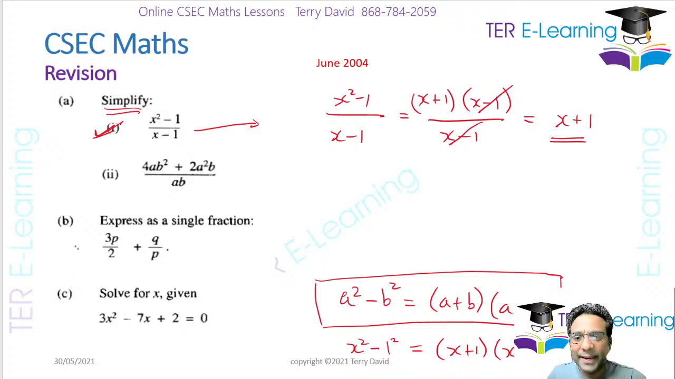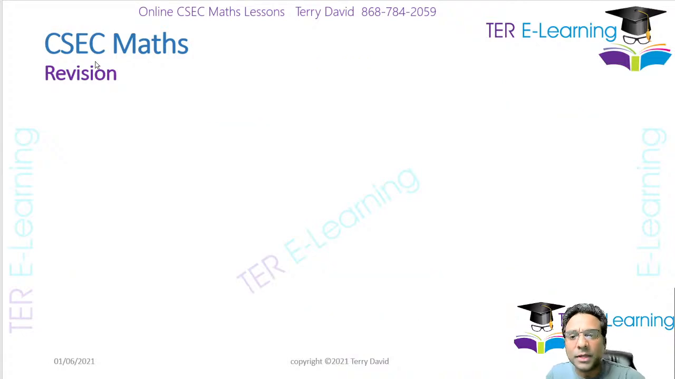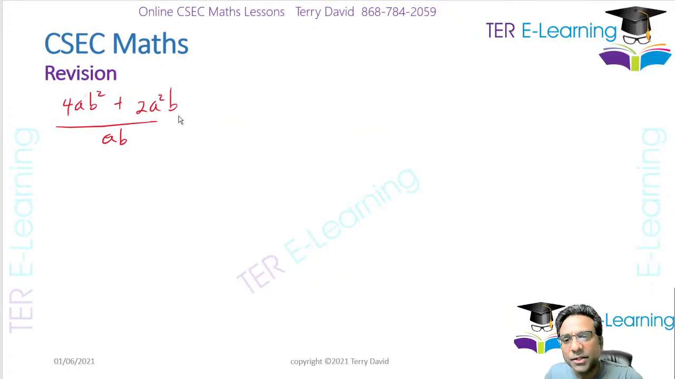So that is 4ab squared. So let's write that. We're going to have 4ab squared plus 2a squared b, all over ab at the bottom. So this is ab here. So you want to simplify that. We're going to apply the same principle that we just used there. We're going to try to simplify this by factorizing the top. On the top part, you have numbers, and you have a's and you have b's.